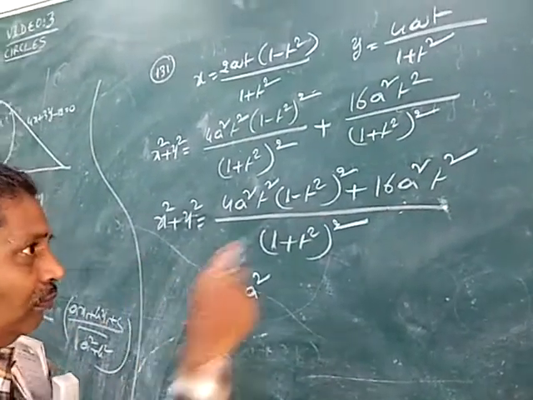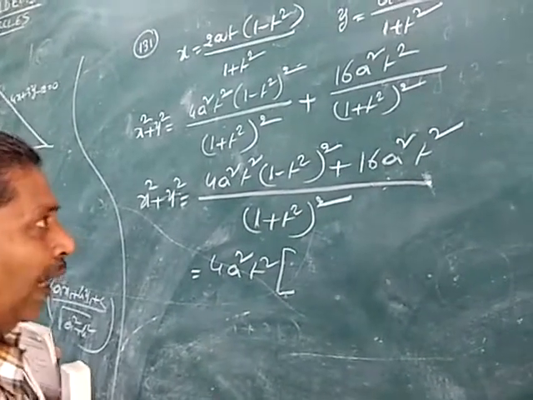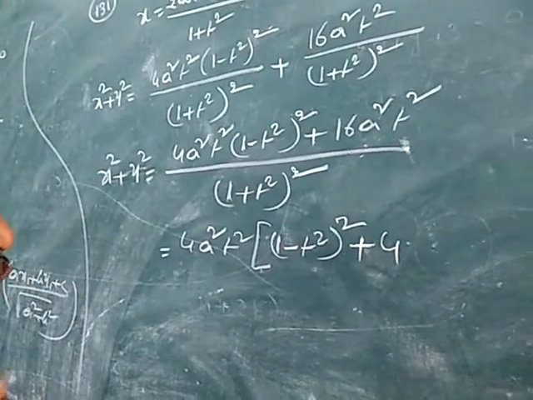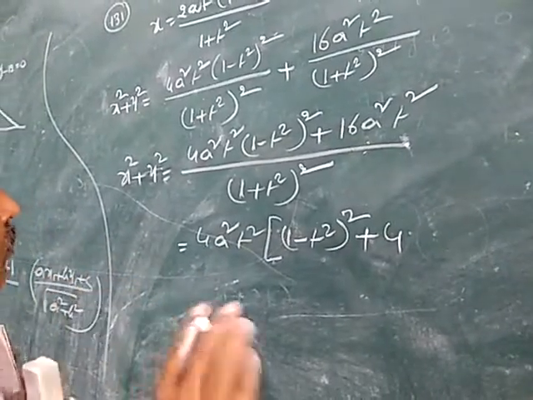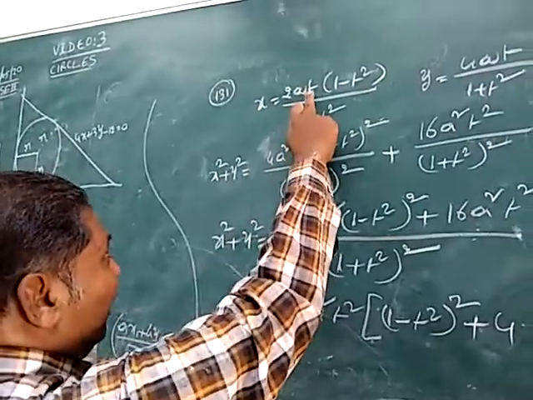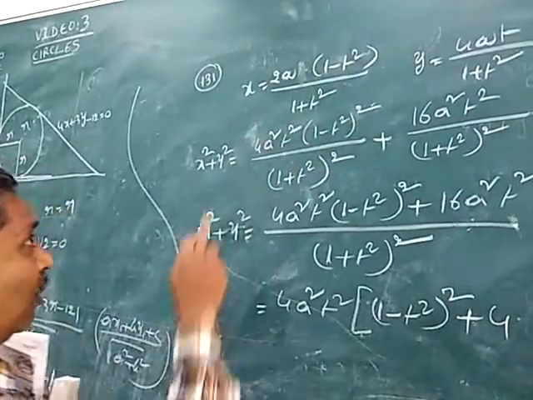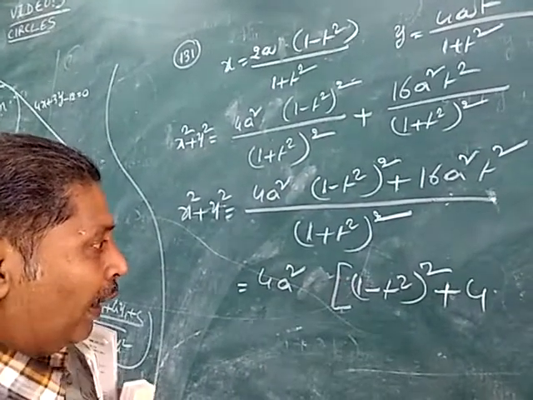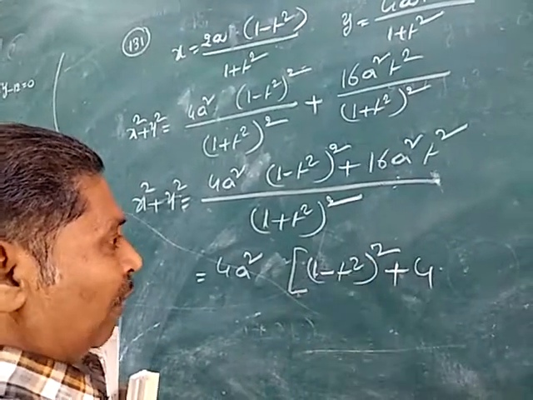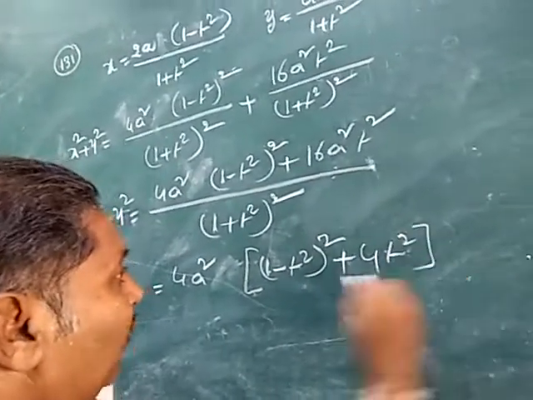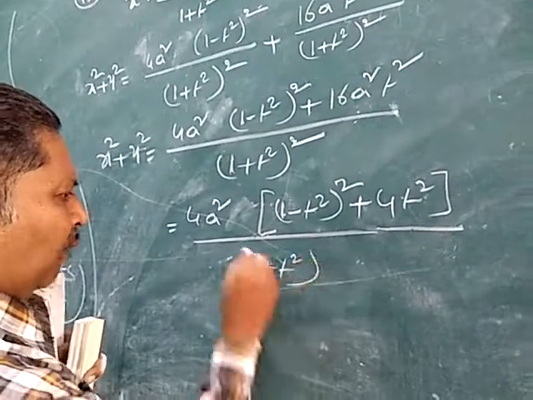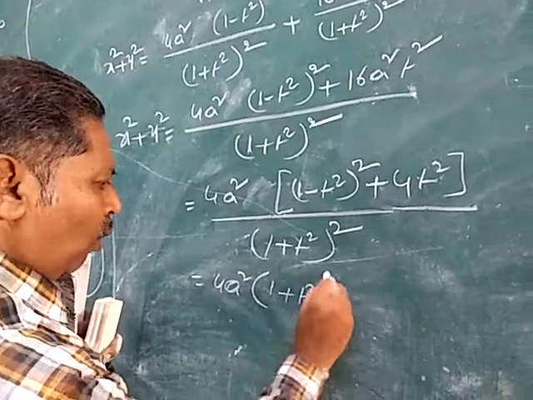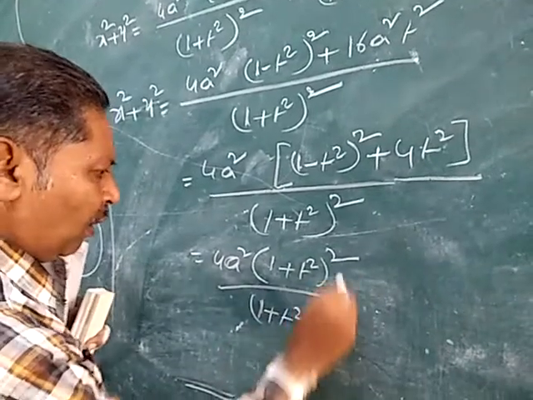Taking 4a square common, we get (1 minus t square) whole square plus 4t square by (1 plus t square) whole square, which equals 4a square into (1 plus t square) whole square by (1 plus t square) whole square.